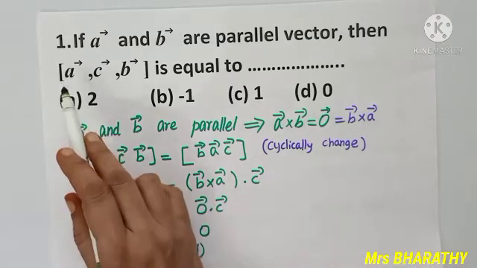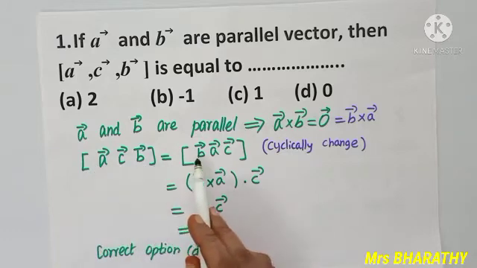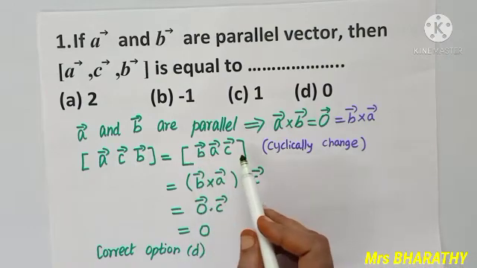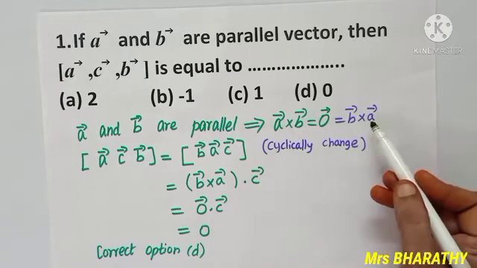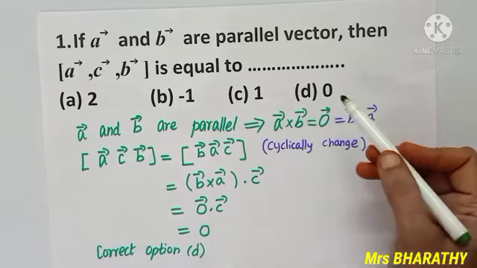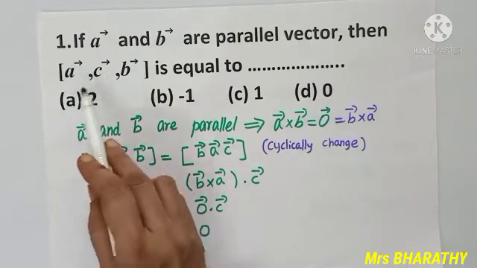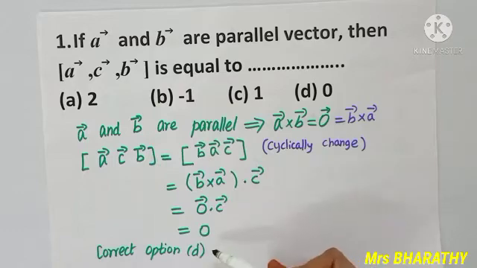Now my question is A, C, B, which I can cyclically change. Wherever A comes, I can write B, C becomes A, B becomes C. So this I can write B cross A dot C. We know B cross A is 0, so 0 dot C is 0. So the correct option we say 0. So whenever you have two vectors to be parallel in a box product, immediately declare the answer is 0.